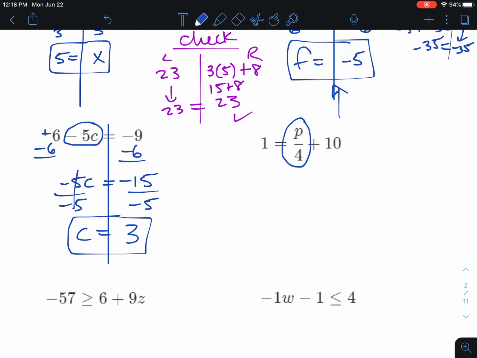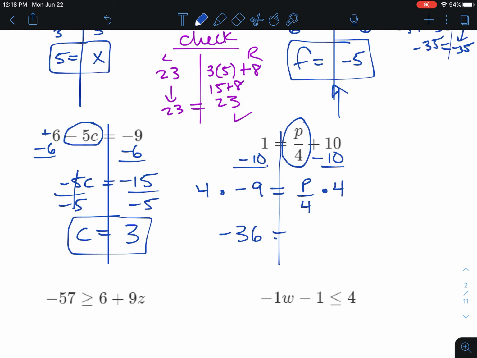The next one looks a little bit tricky, but it's the same idea. There's the variable. Can't touch that. Get rid of your plus 10 by subtracting it. So we get negative 9 equaling p over 4. And you've got to think, what operation is happening to that variable p? Well, it's being divided. To undo division, we do the opposite, which is multiplication. Times 4 to both sides, we get negative 36 equaling our variable p.